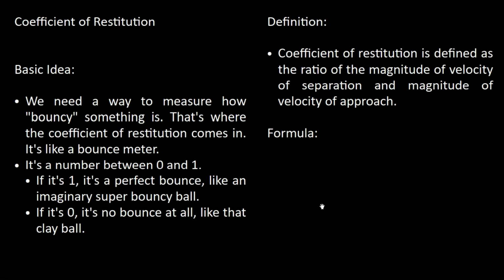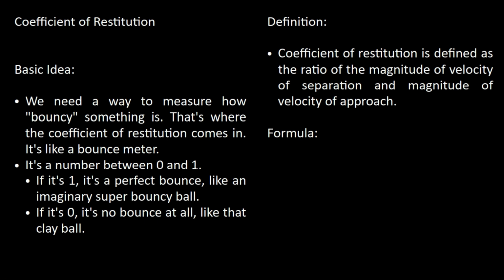So we have a term called coefficient of restitution. The basic idea here is that if we need to know how bouncy something is, we can express it in terms of coefficient of restitution. So let me read through. If we need a way to measure how bouncy something is, that's where the coefficient of restitution comes into the picture. It's like a bouncing meter. Okay, it's a way to talk about bouncing.